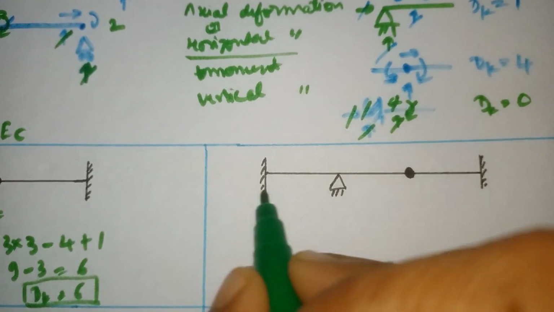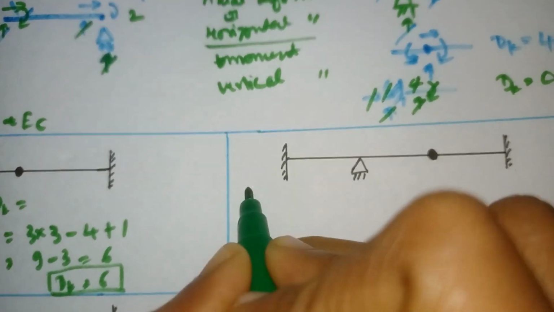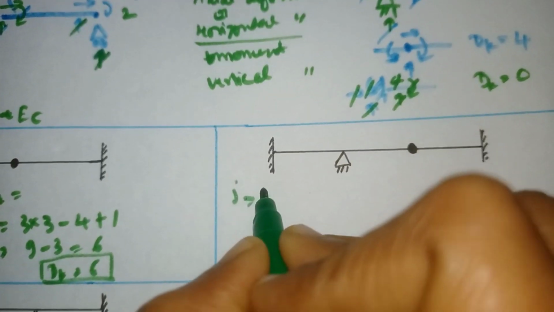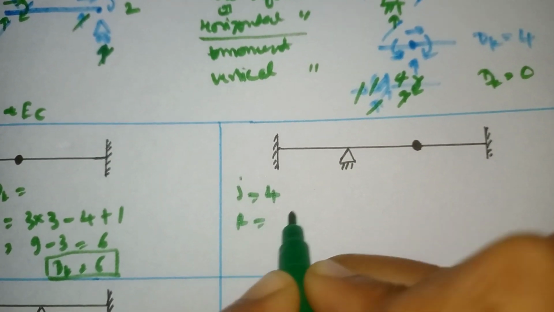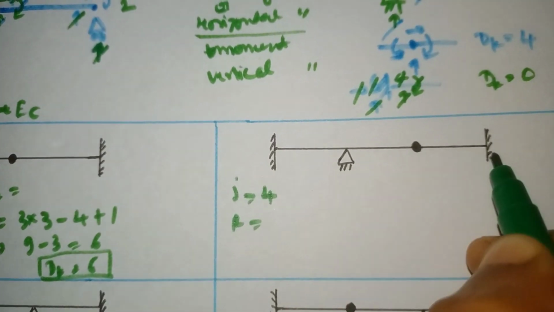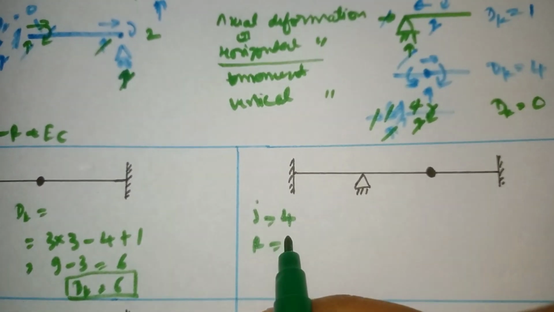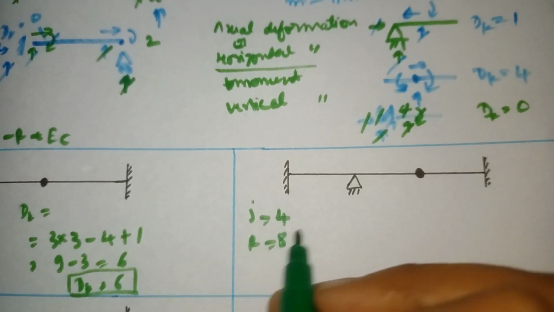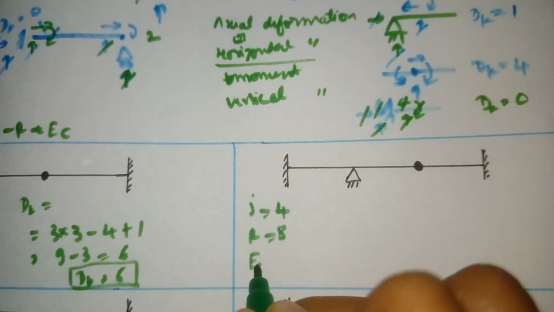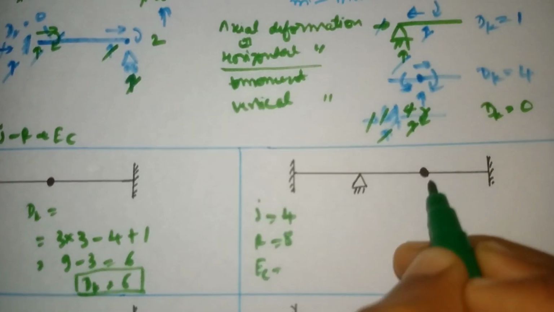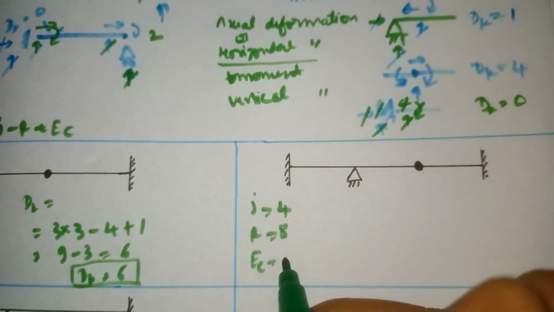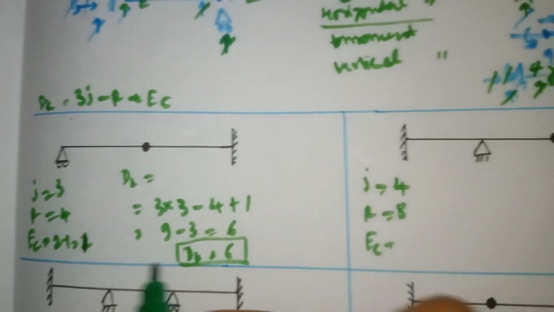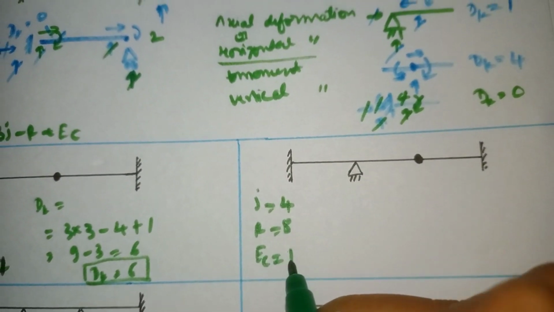We'll move to the next structure. How many joints are there? 1, 2, 3, 4. Number of joints 4. How many reactions are there? Here 3, here 2, here again 3. The unknowns are 8. 3 plus 3 is 6, 6 plus 2 is 8. There is one internal hinge, ec is equal to m dash minus 1. Members 2, 2 minus 1, again 1. Here this is 1 not 2. ec is 1.